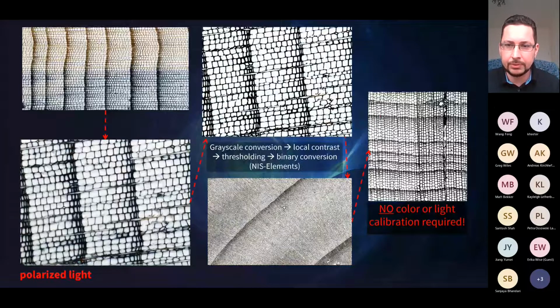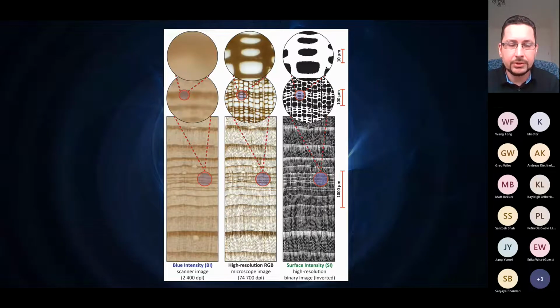So in this case, essentially, we don't have to worry about things like calibration or color biases at all, because we just take that out of the equation altogether. Here's a quick overview comparing the standard blue intensity scans to the high resolution, full color image. We go from about 2,400 dpi to 75,000 dpi. And then on the right, you see, in all the detail, the inverted binary version of the image, just to give you an idea of the level of detail and resolution that we can achieve here.